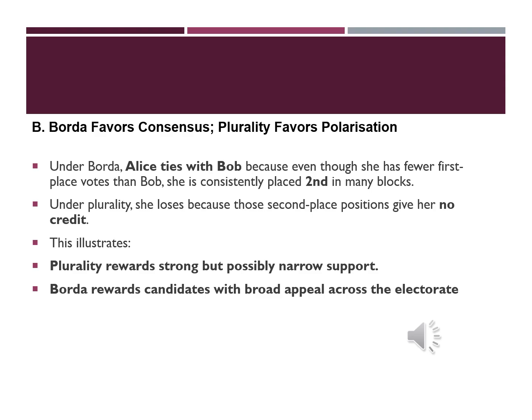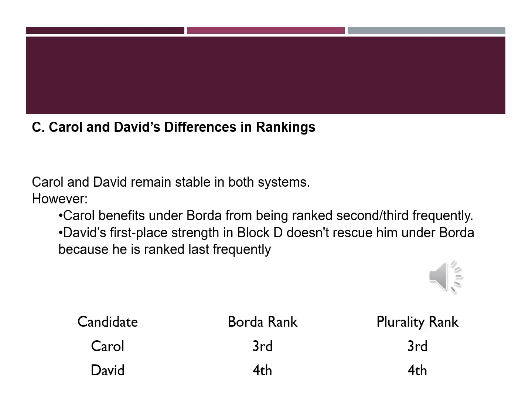On the Borda count, Alice ties with Bob because even though she has fewer first place votes than Bob, she is consistently placed second in many blocks. Under plurality, she loses because those second place positions give her no credit. This illustrates plurality rewards strong but possibly narrow support. Borda rewards candidates with broad appeal across the electorate.